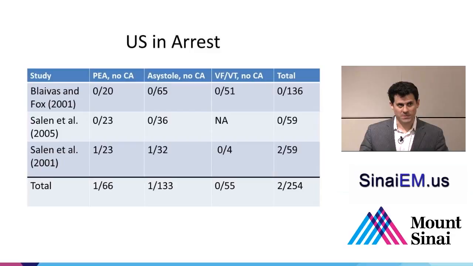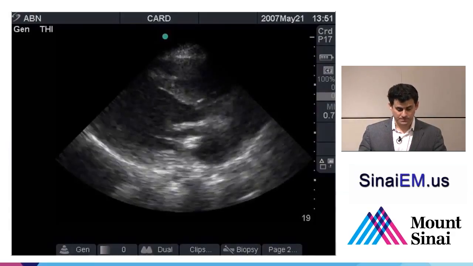So in contrast, we might be able to use ultrasound to do a better job. There are several studies that have published 250 and more patients during cardiac arrest situations, and basically there were only two survivors described thus far in all these studies when there was no cardiac contractility visible on ultrasound during cardiac arrest.